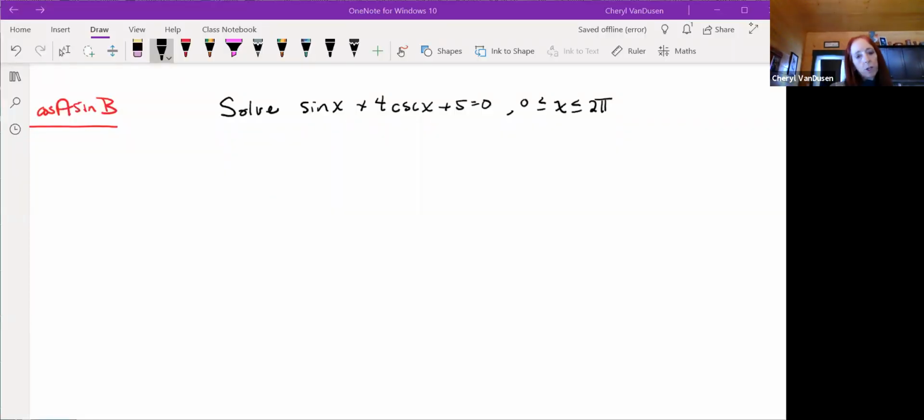Okay, so our second question is another equation with identities in it. So it's one of those crossover things that adds another layer of complexity to the question. We've got sine x plus 4 cosecant x plus 5 equals 0. The given domain is between 0 and 2 pi. We can talk about the general solution at the end, in case anyone's worried about general solutions. That conversation will work nicely here.